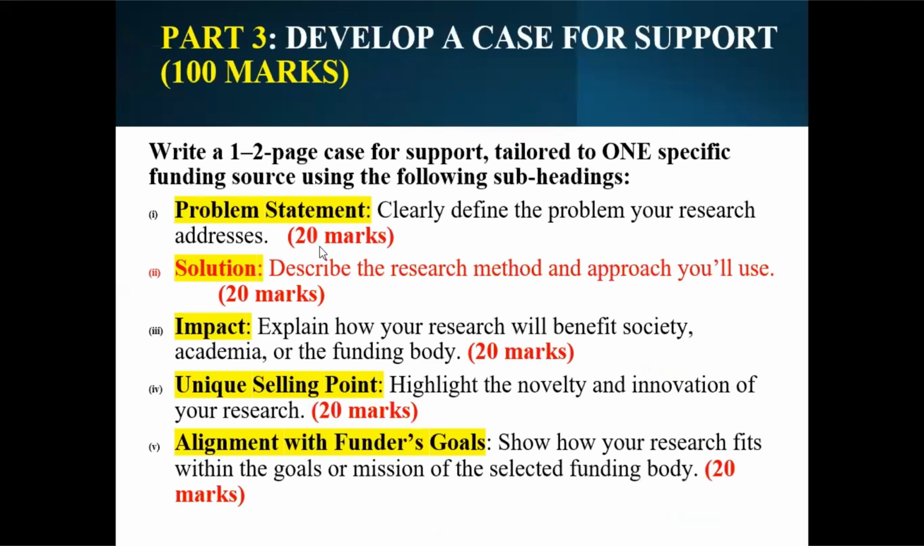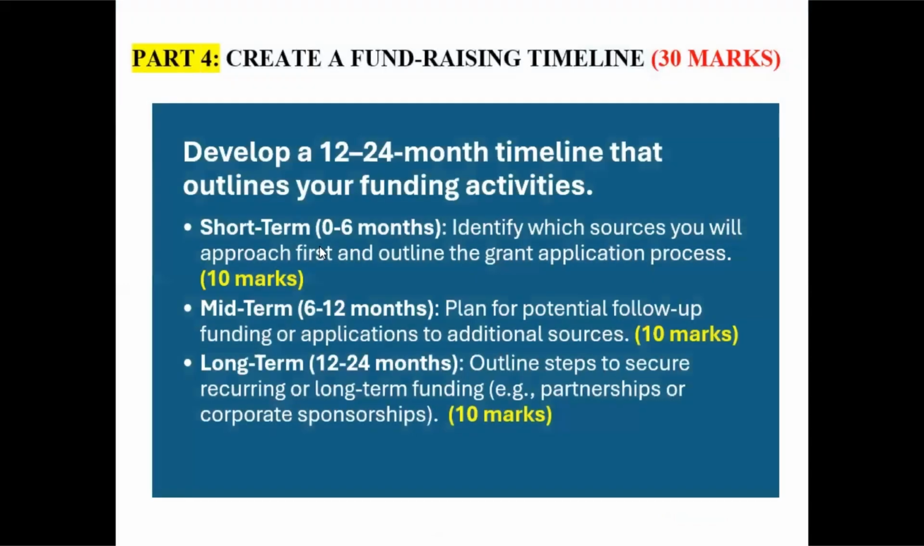For part 3, it will attract 100 marks. In this case, the problem statement will be 20 marks, the solution will be 20 marks, the impact will be 20 marks, the unique selling point will be 20 marks, and alignment with funders' goals will also be 20 marks, giving a total of 100.